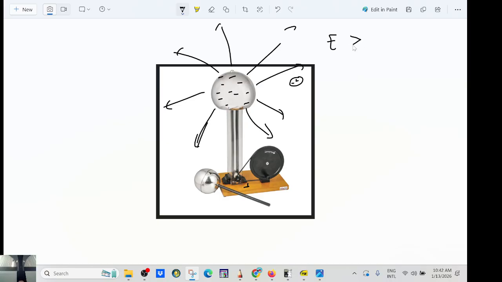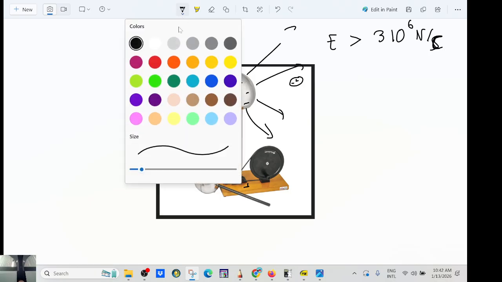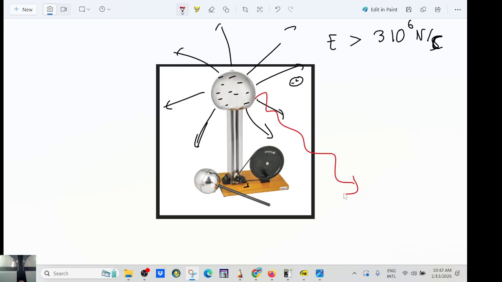If the electric field gets larger than 3 million Newton per Coulomb, guess what's going to happen? A discharge. It will discharge. The electric field is so strong that the electrons will jump. You get ionization. The air will get ionized and it will make a discharge. So if the electric field is larger than 3 times 10 to the 6, you get a discharge.